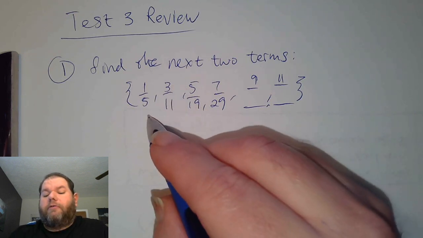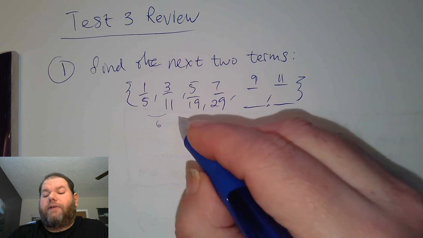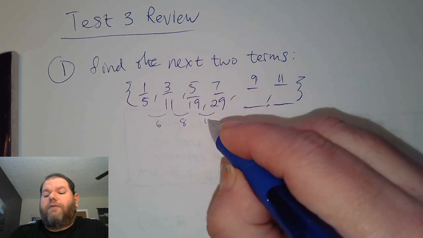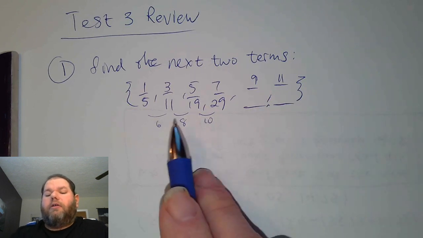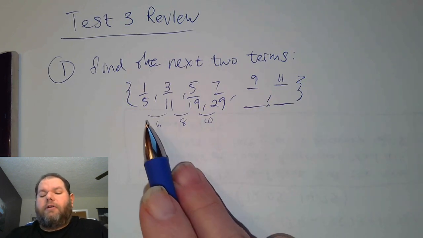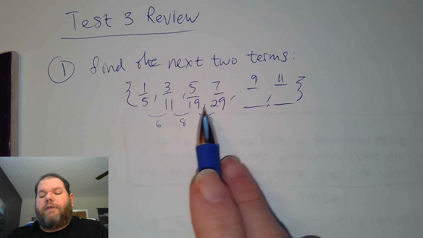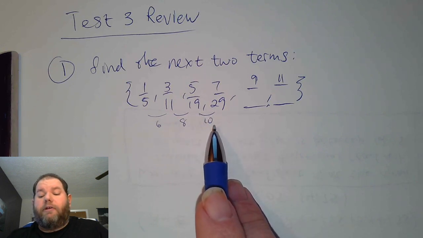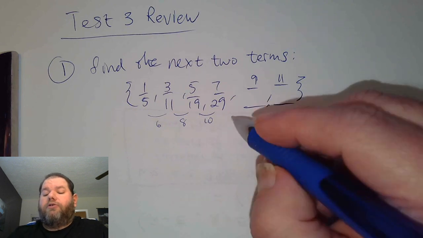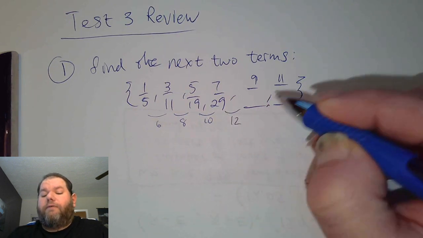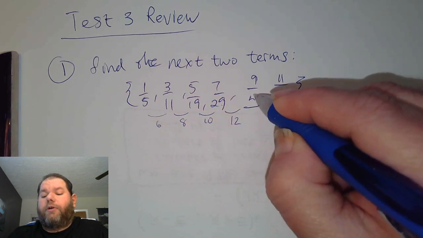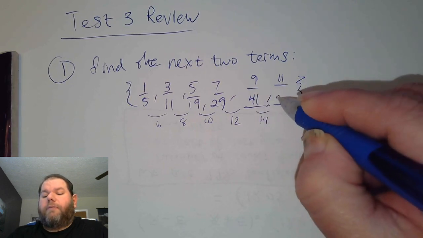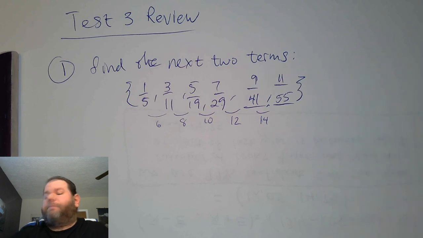From the denominator, it looks like we have a change of 6, a change of 8, a change of 10, okay? Well, we can see the difference between these values is increasing by 2 each time. So the next one, we should expect to have a change of 12, which would make that a 41, and then a change of 14, which would make that a 55.